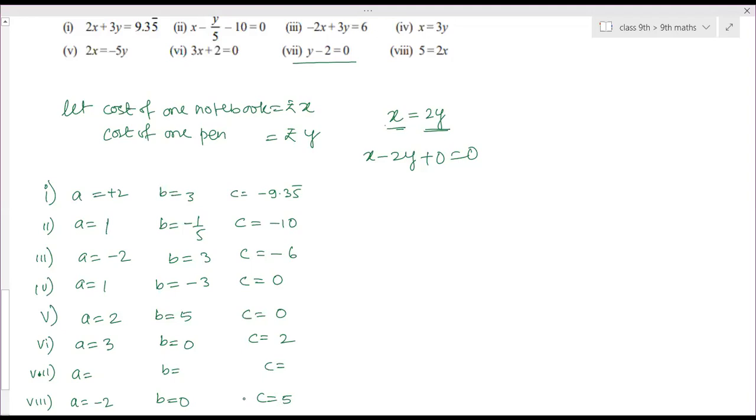And then next, Ganesh. Seventh one. Ma'am, A is equal to 3. Seventh one, ma'am. Oh, sorry, ma'am. A is equal to 0, B is equal to 1, C is equal to -2. Okay, very good.